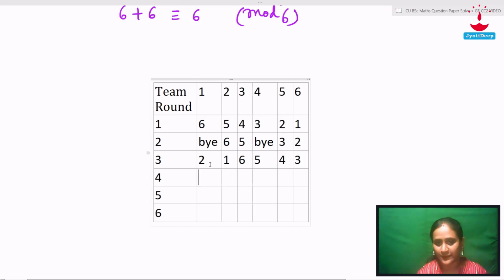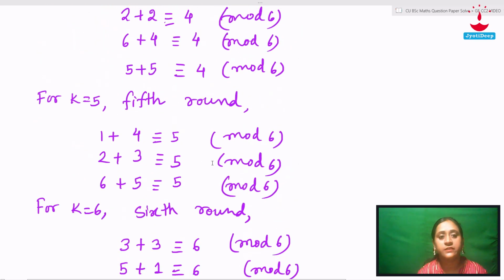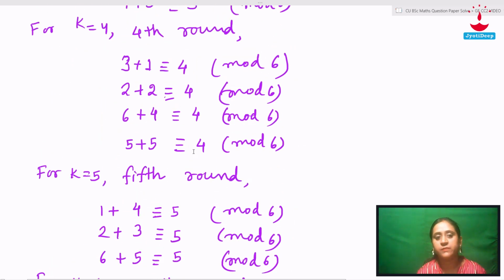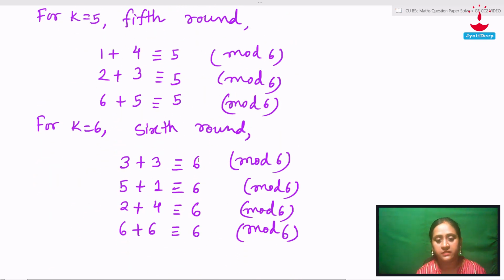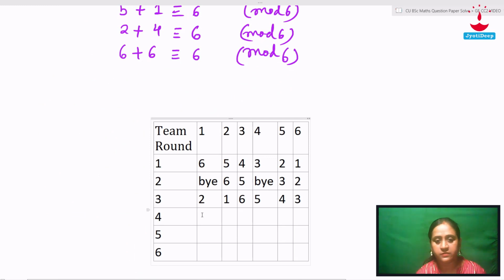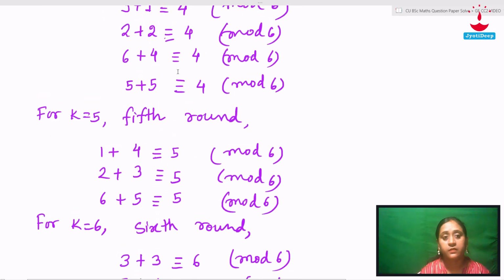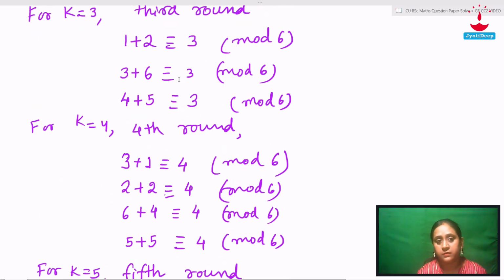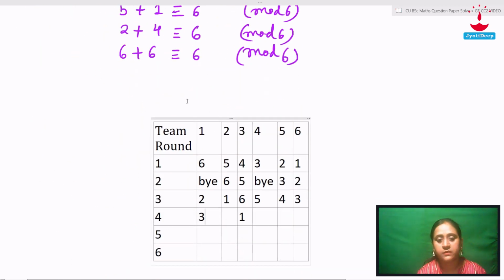For the fourth round, 3 plus 1, that means third one is playing with first one. So third team is playing with first team, so first team will play with third team, right? Okay, this is the fourth round.